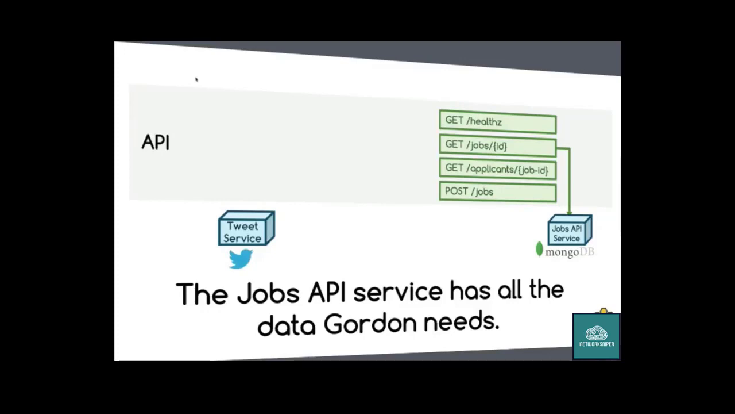This API has a couple of API endpoints. For those of you using Kubernetes, all of the services basically have this GET /health, which Kubernetes will call to figure out whether a pod is healthy. You can access it to get the actual job postings. The database also stores the applicants that applied for the job, and you can actually create new jobs. This data might be backed by something like MongoDB or something else.